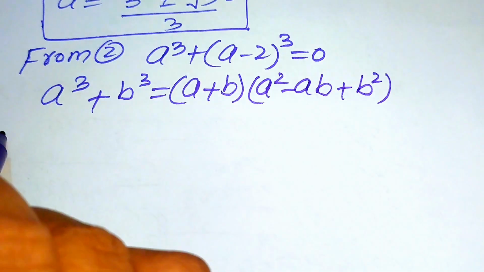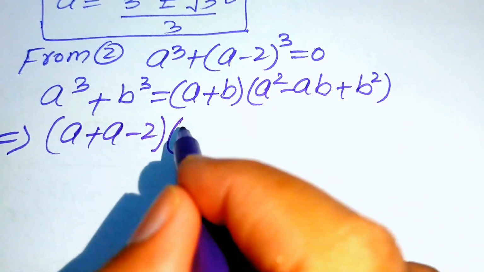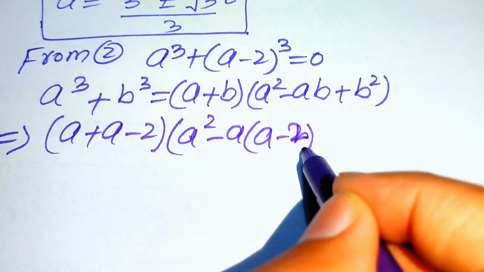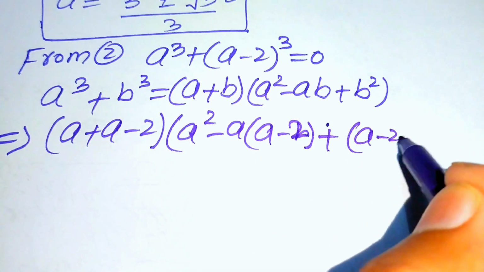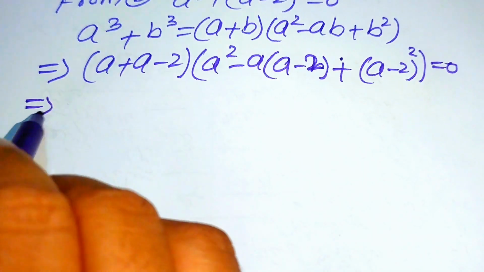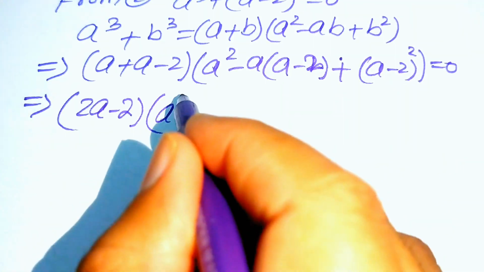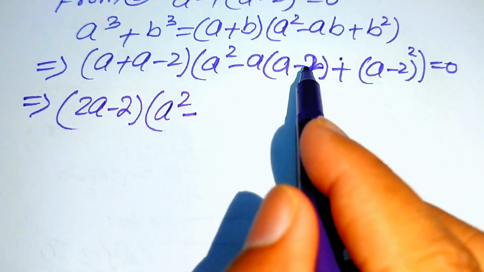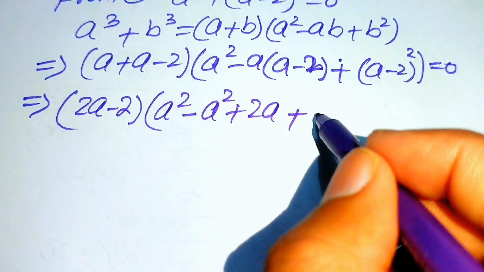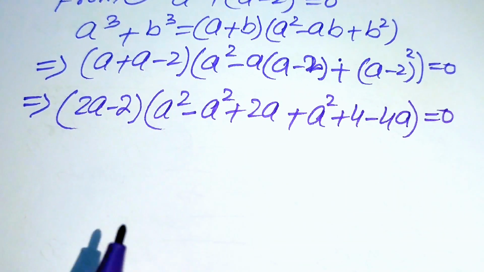So now we use this formula on the above term, and it becomes a plus a minus 2 times a squared minus ab, so our b is a minus 2, plus b squared, so b is a minus 2 whole square equals to 0. So in the next step, we simplify the terms, and we get a plus a is 2a minus 2 times a square minus, we multiply this a to both of these terms, and we get minus a square plus 2a, and we open the square of this value, and we get a squared plus 4 minus 4a equals to 0.